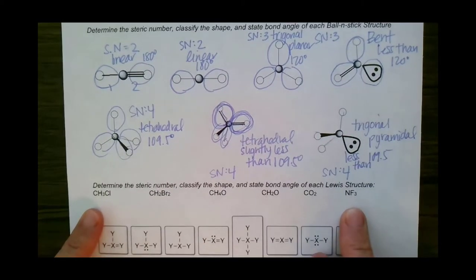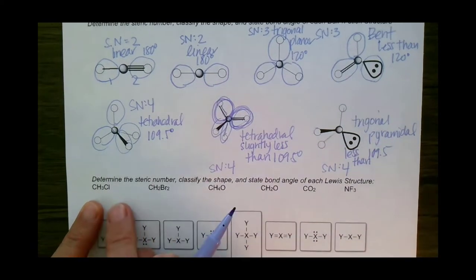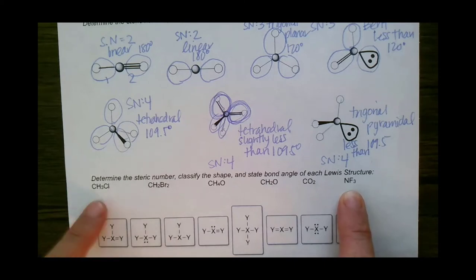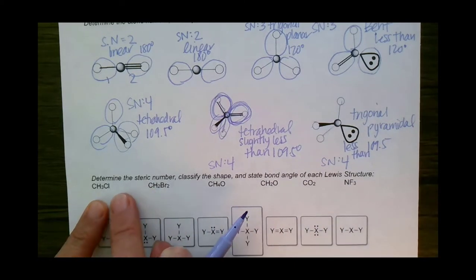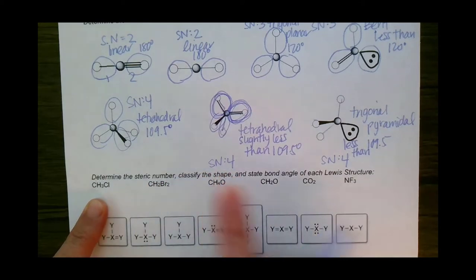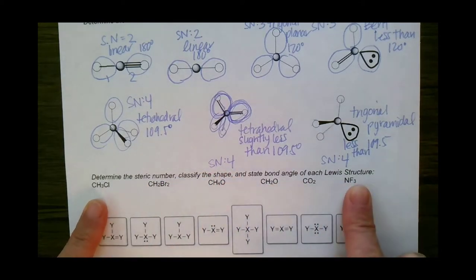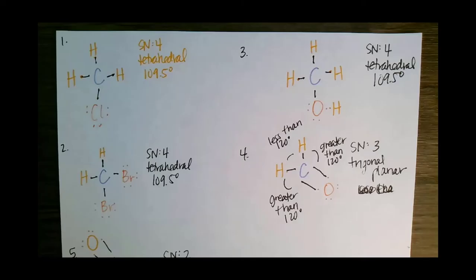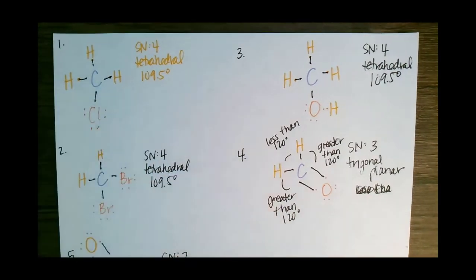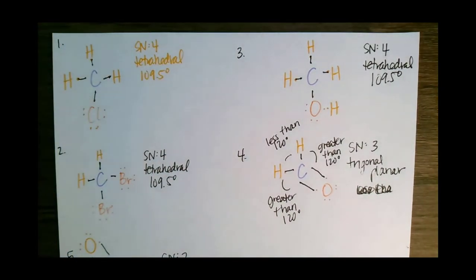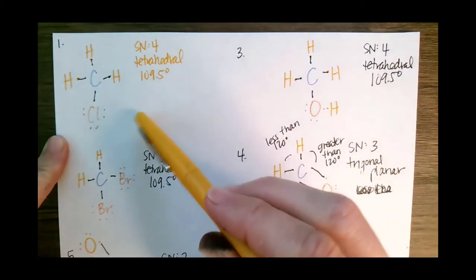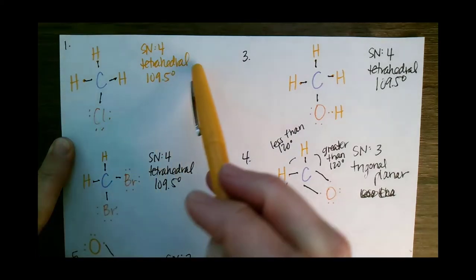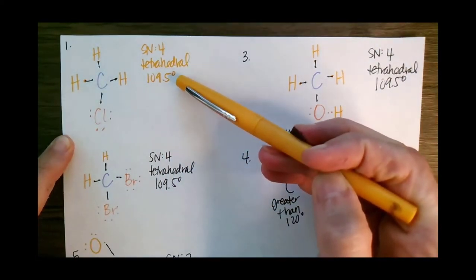Okay, now why don't you pause the video here for a second and go back, look at the Lewis dot structures that we created in the lecture before this for these compounds, and let's determine the steric number, classify the shape, and look at the bond angle for each of the Lewis structures. So take a minute and then come back and we'll double check with one another. All right, let's look at number 1, which was CH3Cl. And we can see here that the steric number is 4, that it's tetrahedral, and that it's a 109.5 degree angle.